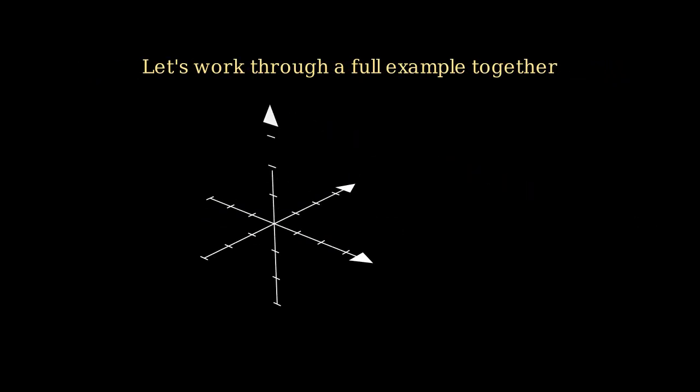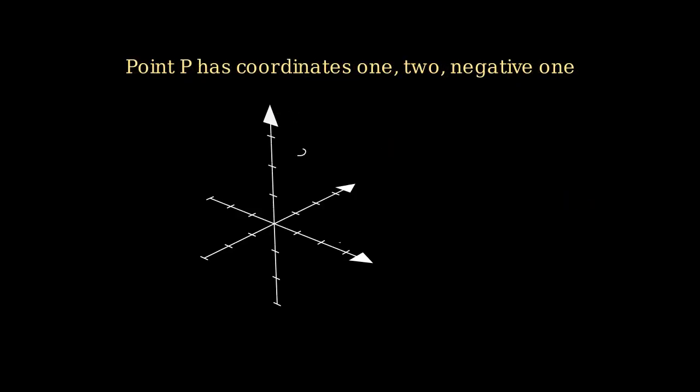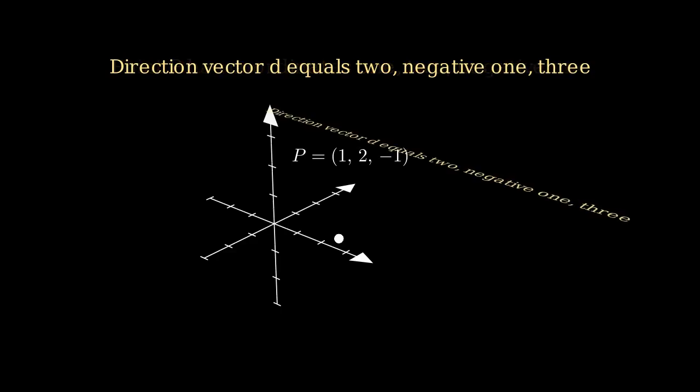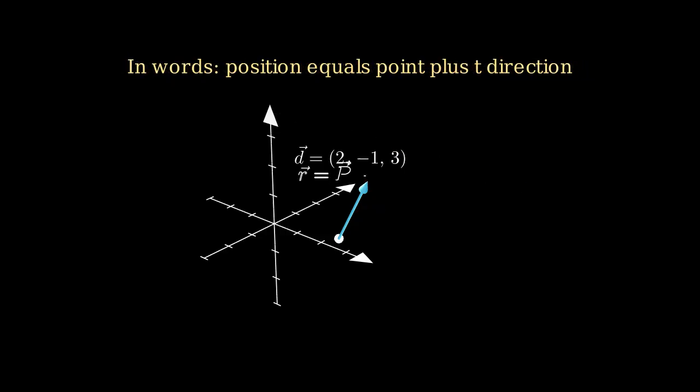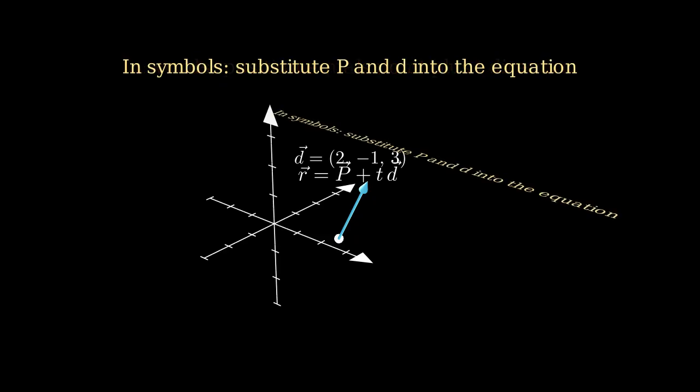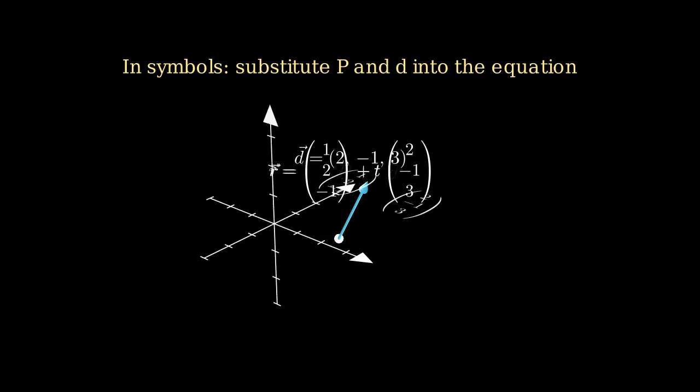Let's work through a full example together, starting with the line. Suppose our point on the line is P with coordinates 1, 2, -1. Suppose our direction vector is D with components 2, -1, 3. In words, the vector equation of a line says the position on the line equals the starting point plus a number t times the direction vector. In symbols, we write r equals the vector 1, 2, -1 plus t times the vector 2, -1, 3.